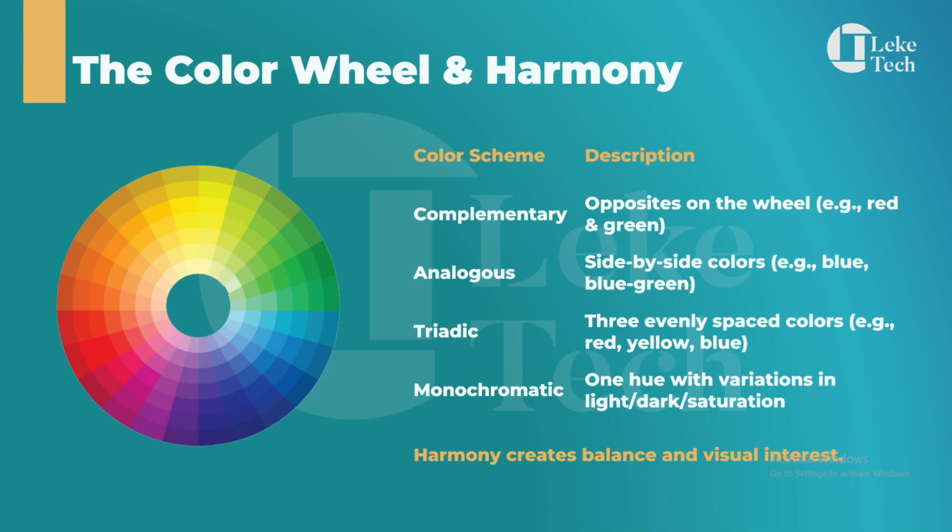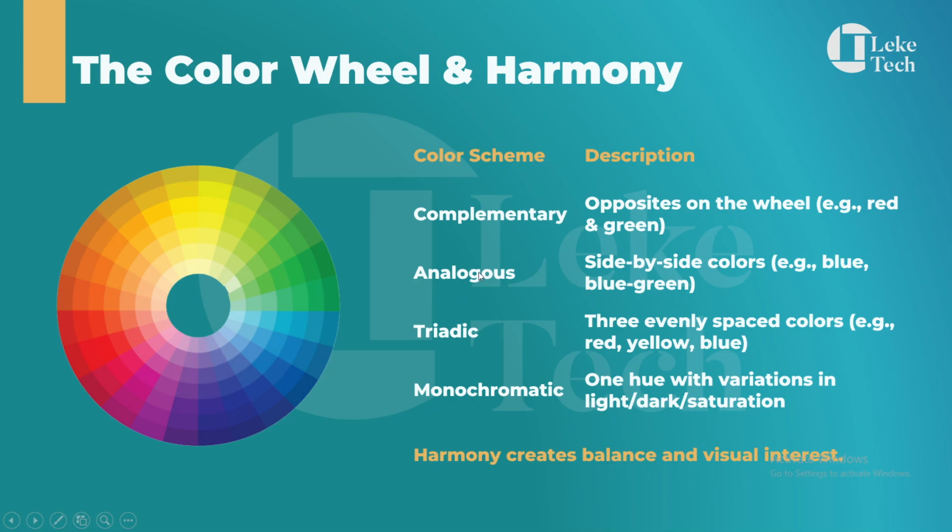In the complementary color scheme, the colors are opposites on the wheel. Example, red and green. Complementary color schemes are colors which are opposite on the color wheel. Like you see here, you have red and you have green. They are opposite, so they are complementary. For example, you have blue and yellow or orange. The opposites, hence they are complementary.